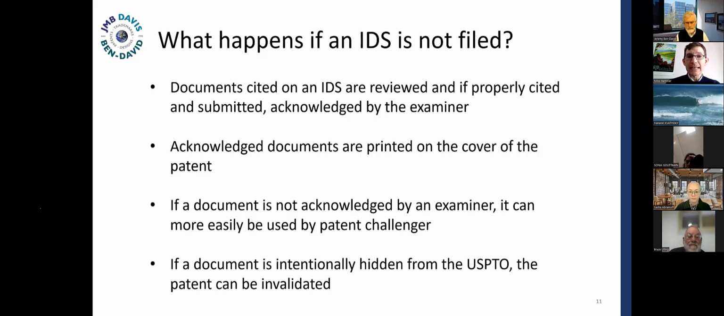If the document is not acknowledged by an examiner, if it's not on that list, then it can be more easily used by a patent challenger. And this is where we get into the little bit of terror in the IDS requirement, because if you miss a document or you didn't cite a document properly, later on, if you have an accused infringer, the first thing their attorney is going to do is look at what's cited on the cover of the patent. And if something's not there that the accused infringer knows about, you can be sure it's going to be brought up by their counsel.